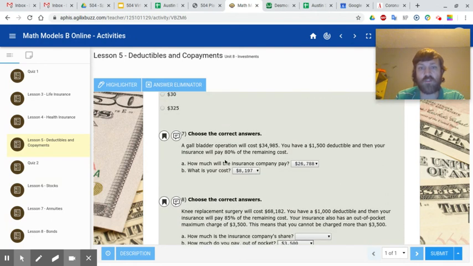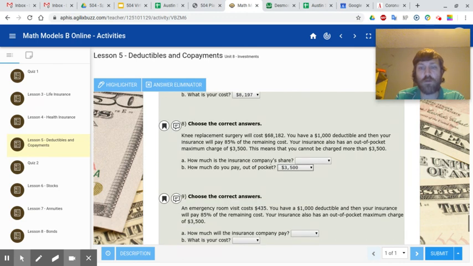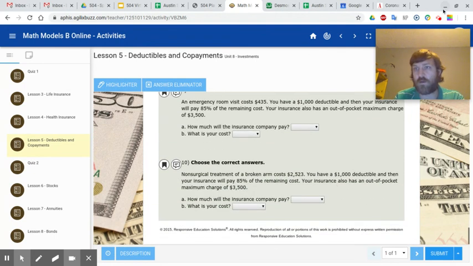It's the same process as we took on number 7, but if you get a number that's bigger than the maximum, you put that down, and the insurance company pays the rest automatically. So I think you'll be able to figure that out pretty well.